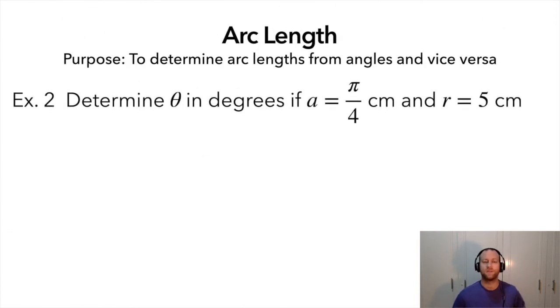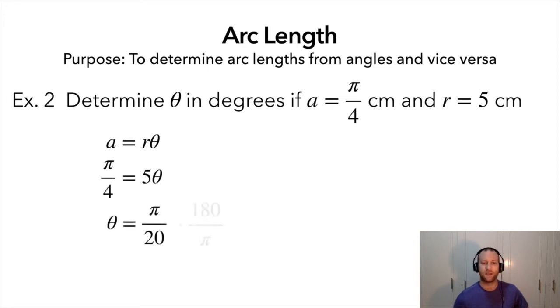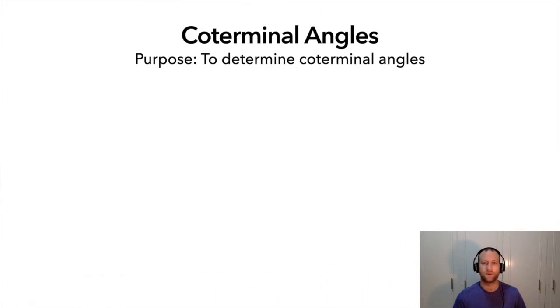So now let's do the opposite. Let's determine the angle given the arc length and the radius. Same equation, plug in the numbers, solve for theta, and it asks for it in degrees. So times it by 180 over pi, and there's your degrees. Pretty straightforward for that.